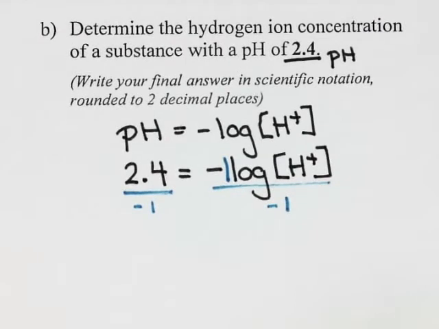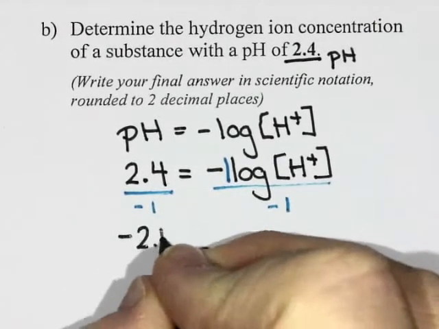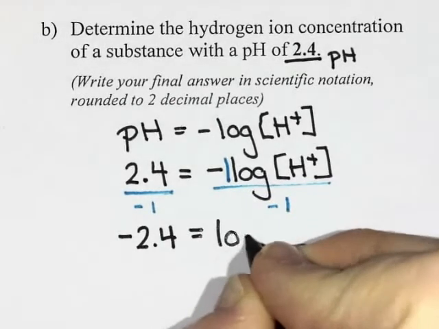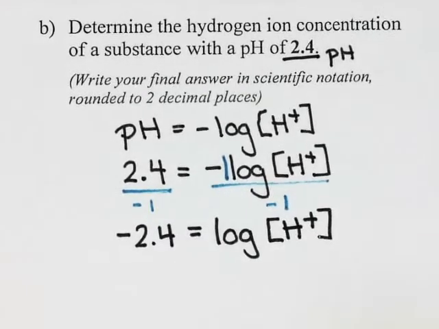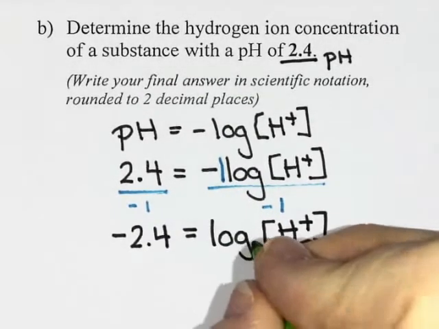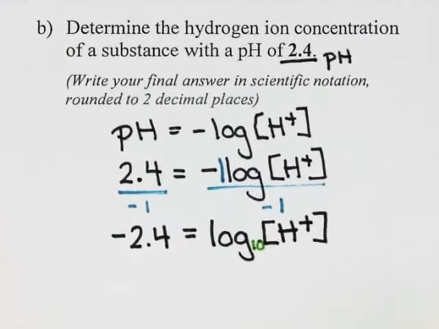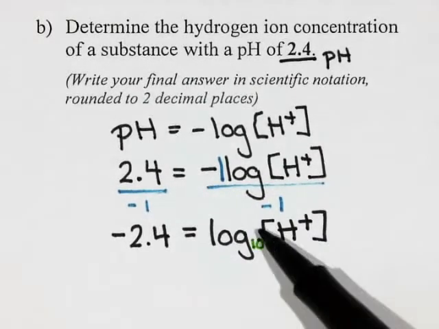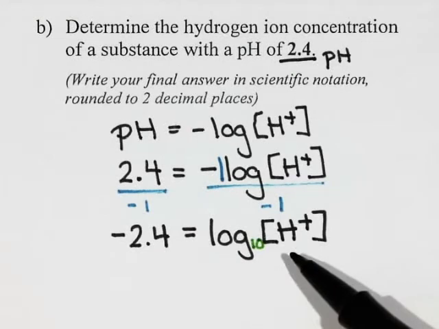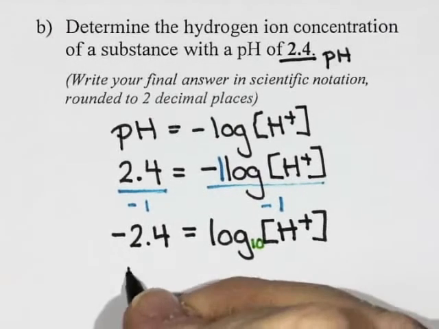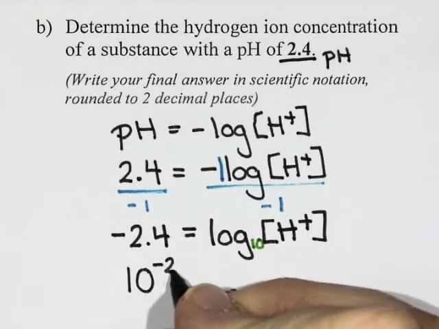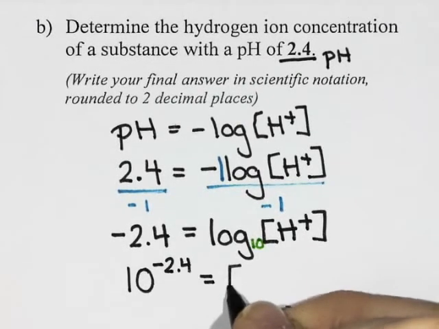So 2.4 divided by -1 is -2.4. And that now equals log of my hydrogen ion concentration. Now, when we say log and there's no base, it is secretly log base 10. Now, if I want to get that hydrogen ion concentration all by itself, I need to find a way to get rid of the log base 10. So to take the log base 10 to the other side, I would do the inverse operation, which is an exponent with a base of 10. So I would do 10 to the power of -2.4 is my concentration.